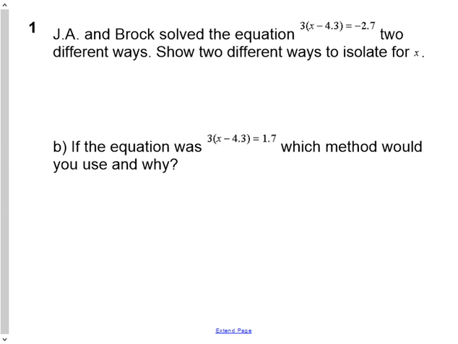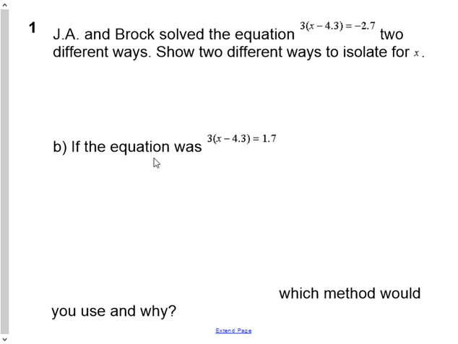Okay, this is section 8.3 from your textbook. Questions from the textbook on 8.3. Using distributive property in equations. So the first one says, John, Alexander, and Brock solved the equation 3 multiplied by x minus 4.3 is equal to negative 2.7, two different ways. Show the two different ways to solve for x.